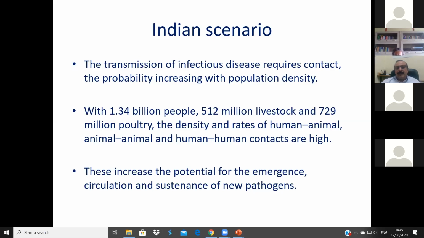So why is India more prone to viral diseases and other diseases of animal origin? It comes down to population density. We have more than 1.35 billion people, 512 million livestock, and 729 million poultry. So the contact between human and human, animal and animal, as well as human and animal, is at a very high rate. And this increases the potential for emergence, circulation, and sustenance of newer pathogens.